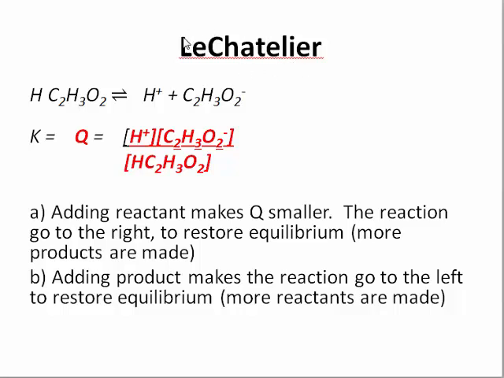Alright, here is an illustration of LeChatelier's principle using the acetic acid equilibrium. The reaction, you know, is acetic acid reacts to make H plus and acetate ions. Both the forward and backward reactions are happening at equilibrium. At equilibrium, K is a number which is equal to the reaction quotient, which is the ratio of product concentrations over reactant concentration.